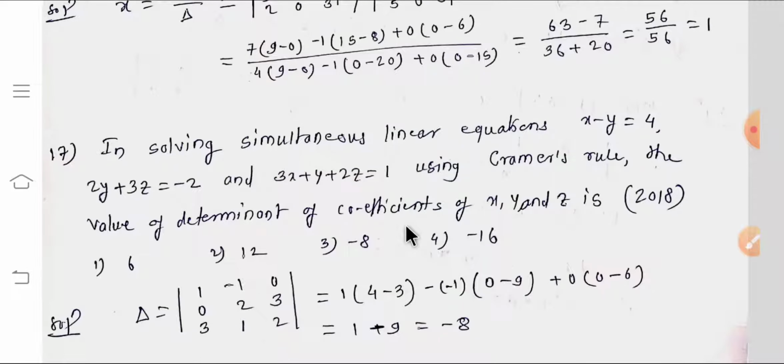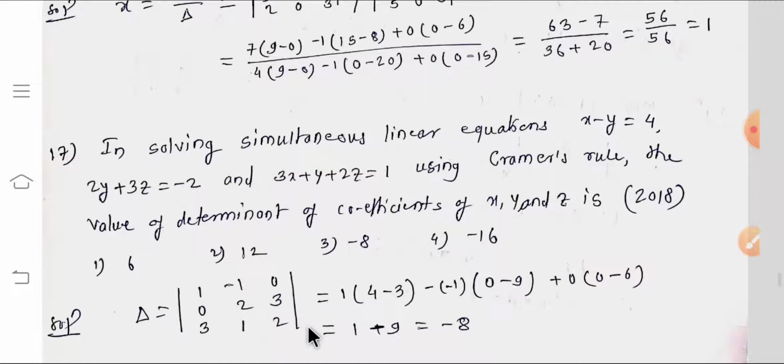Next example is, in solving simultaneous linear equations x minus y equal to 4, 2y plus 3z equal to minus 2 and 3x plus y plus 2z equal to 1, using Cramer's rule, the value of determinant of coefficients of x, y and z is, that is delta equal to, we find delta equal to determinant of coefficient elements, that is 1 minus 1 0. Here z is absent in the first row, second one is x absent, so 0 2 3, and the third row we write as 3 1 2.